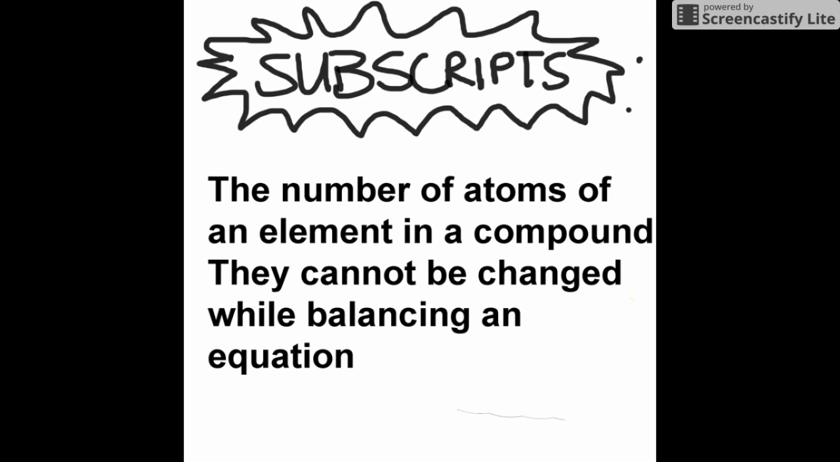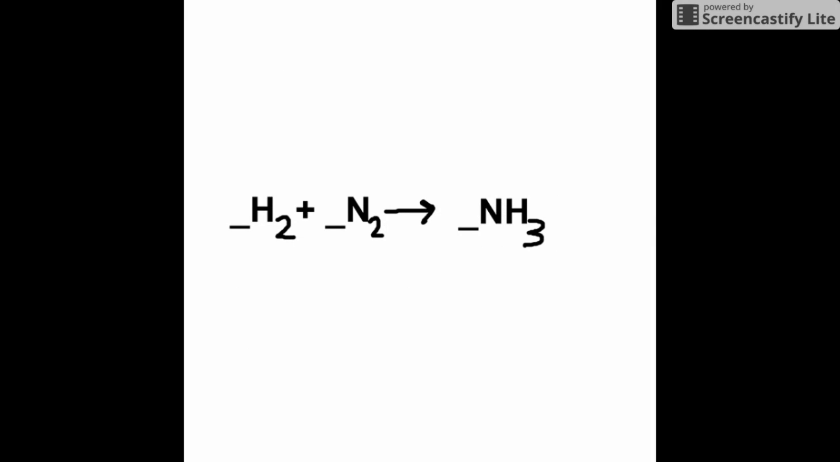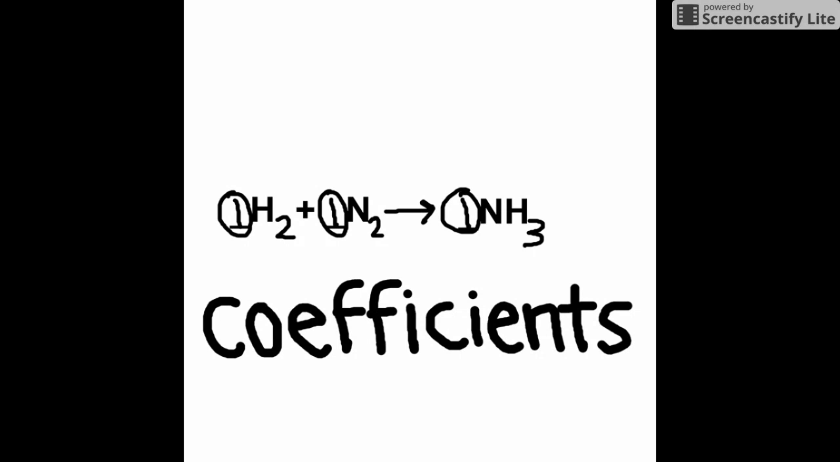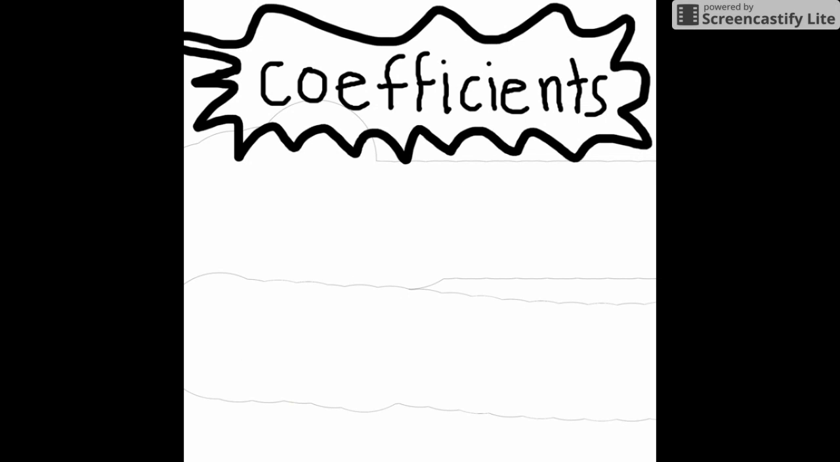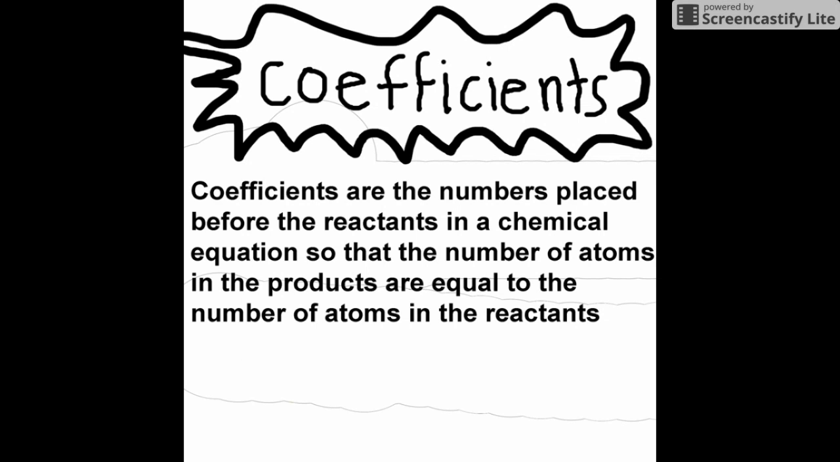So let's look back at our equation. We cannot change our subscripts, but we can change our coefficients. Right now, all of our coefficients are 1, but they can be changed in order to balance this equation. So what are coefficients? Coefficients are the numbers placed before the reactants and products in a chemical equation so that the number of atoms on the product side is equal to the number of atoms on the reactant side.